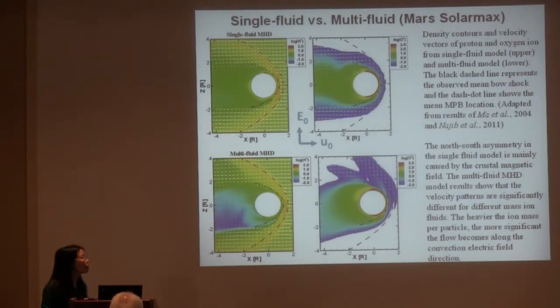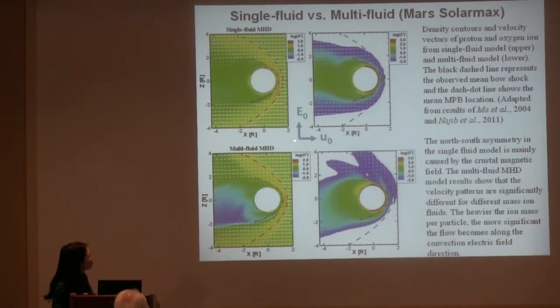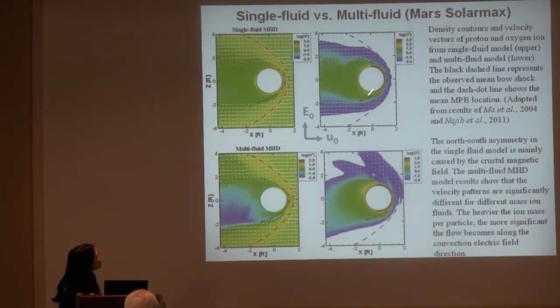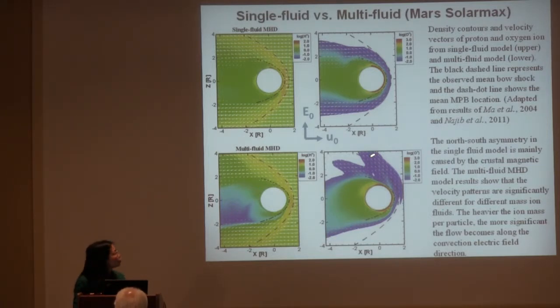So here I'm showing the comparison for single fluid model versus multi-fluid model. In the case of Mars, these are the density plots in the UE plane. So the convection electric field direction is pointing northward. Comparing the single fluid and the multi-fluid, the density patterns are quite different. You see a huge plume coming out from the positive E direction.